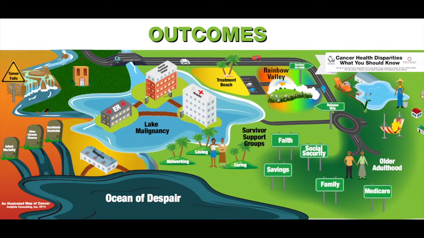This outcome map shows the stream coming over Tumor Falls, so that the cancer stream comes over the falls, the tumors appear, and then people usually go to an emergency room as a first step in getting treated for cancer. This is usually in a later stage of cancer.